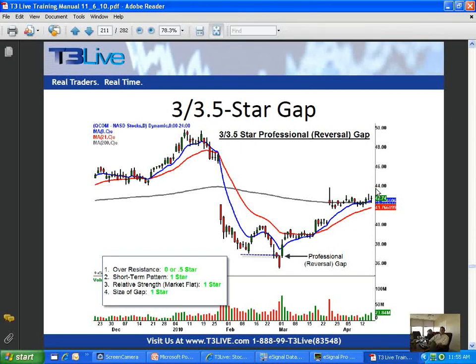Okay. This is a reversal gap. You can see the stock closes the day on the low right here. And you can see the next day it's gapped up above the prior day's high. Notice how the stock put in a large red bar right here. The stock put in a very large red bar. The next day, it's gapped up right back to the highs. That's that professional reversal gap. Okay? Does everybody see that?